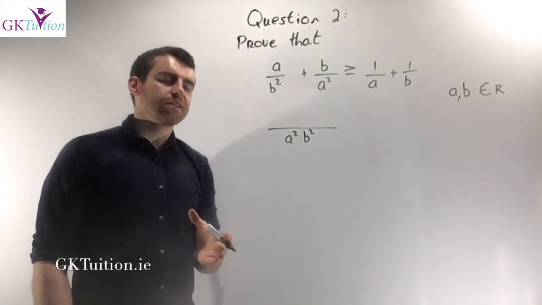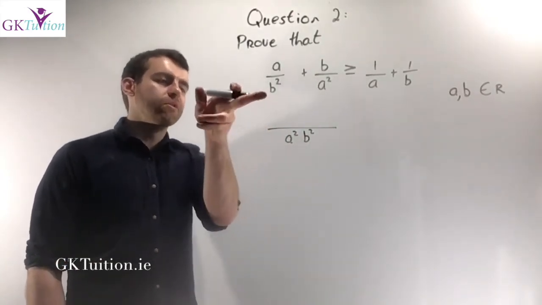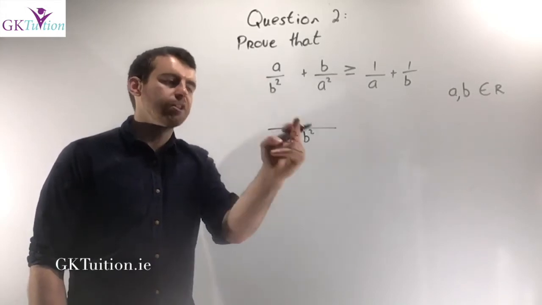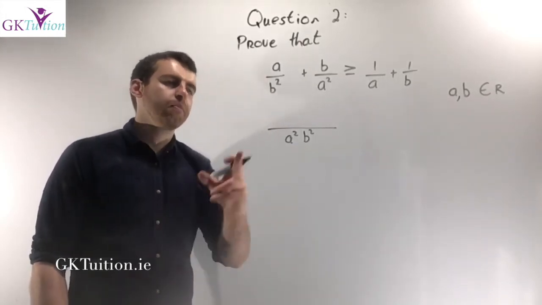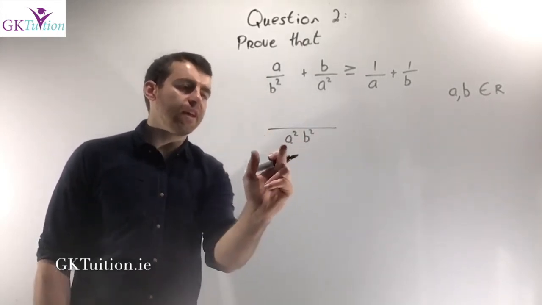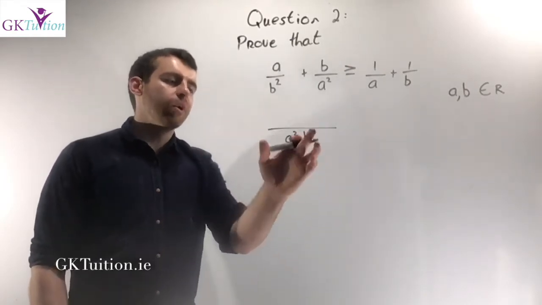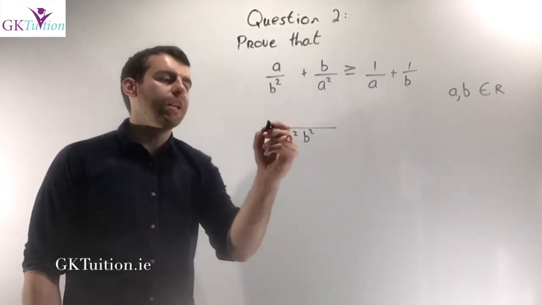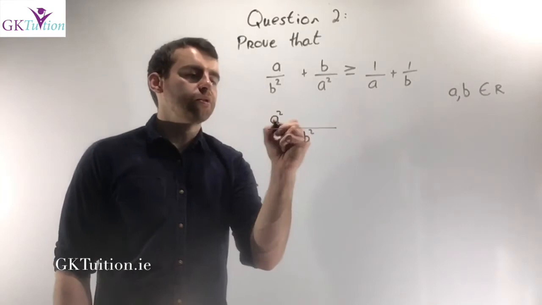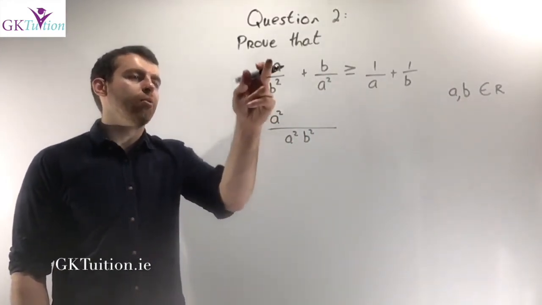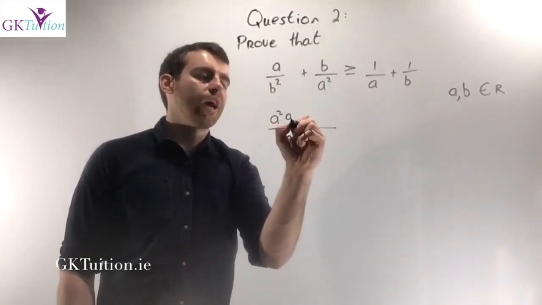And then I would have to ask myself, how many times does the bottom of the first fraction divide into my common denominator? b squared divided into a squared b squared. Well, the b squared would cancel out with itself and I would be left with a squared. So it's going to be a squared multiplied by whatever's on top of the fraction, which happens to also be an a.